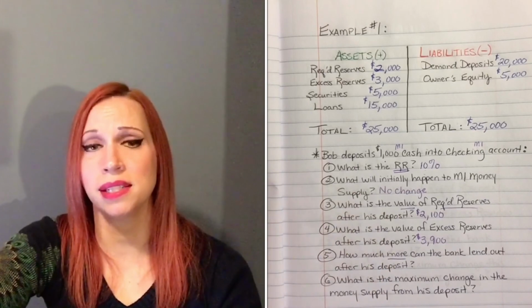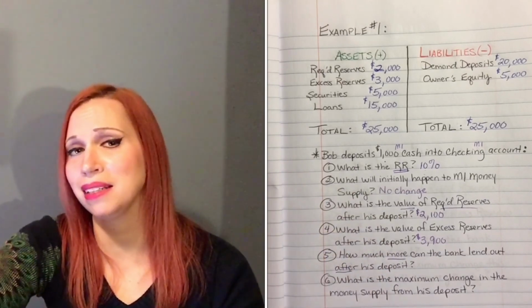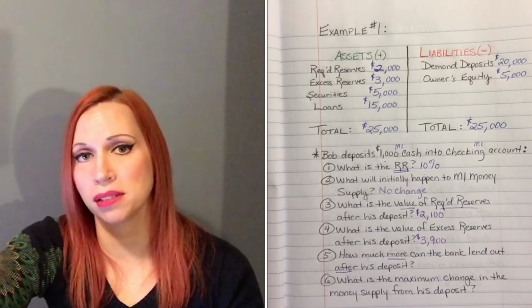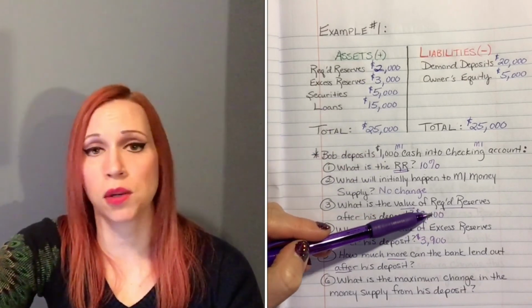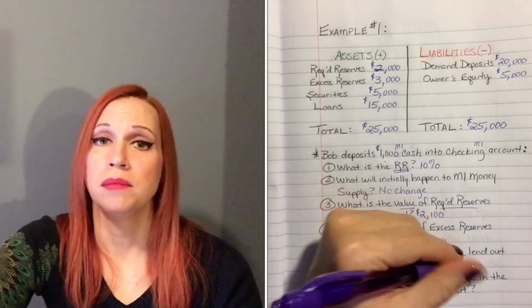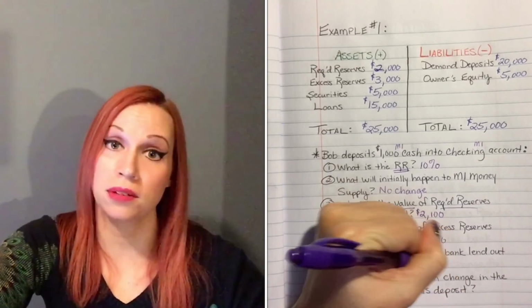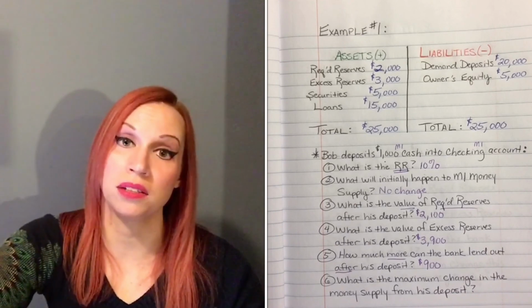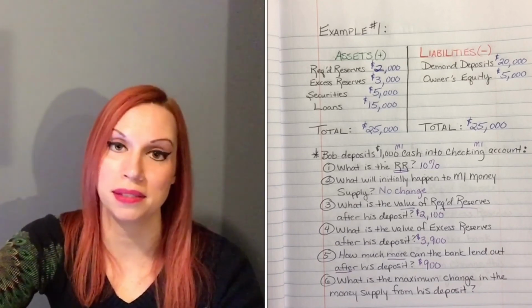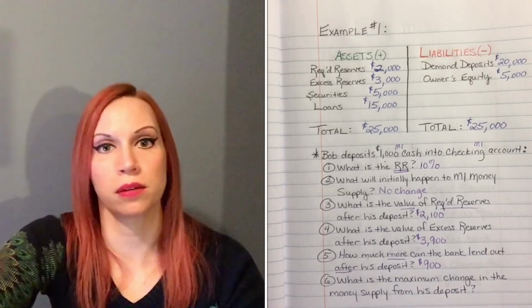The next question says, how much more can the bank lend out after his deposit? Well, when he made his $1,000 deposit, the bank has to hold on to $100, but it can lend out the other $900. So the bank can lend out $900 more after he's made his deposit. That's why the excess reserves increased by $900.